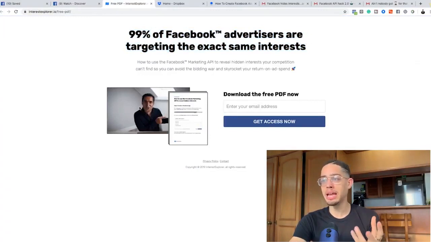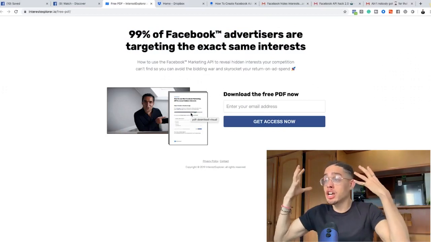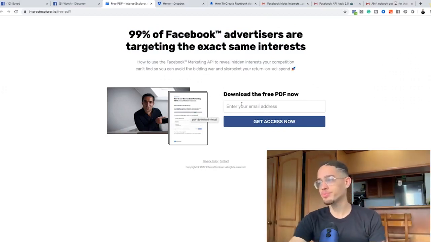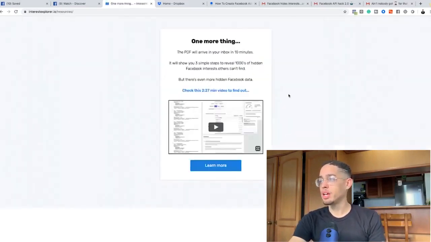Then he has the same image that he had in his video, and then he has the actual PDF, the thing that you're looking for. I'm pretty sure this landing page converts like crazy. Super simple, not complicated. It's just congruent. So next we're gonna go ahead and do bill@gmail.com. Get access now.